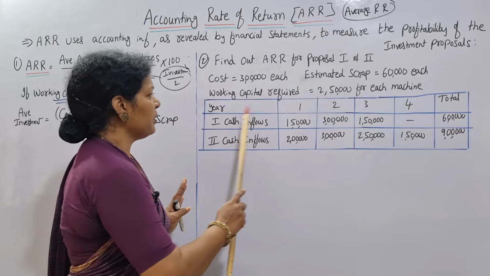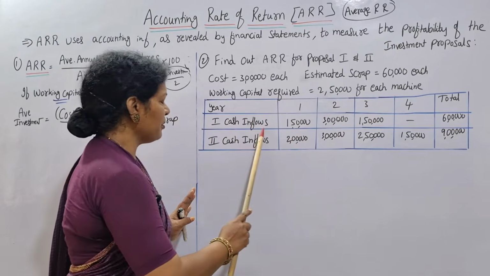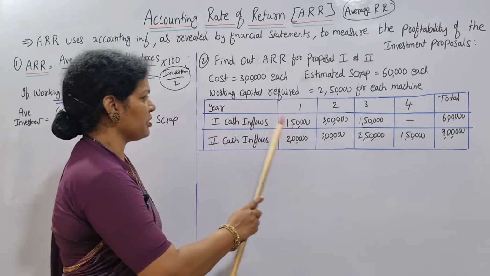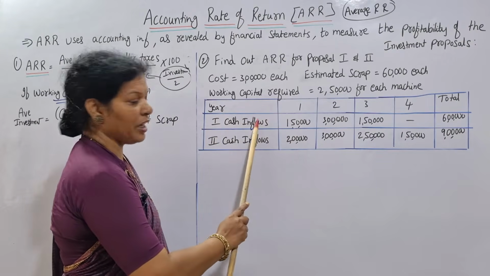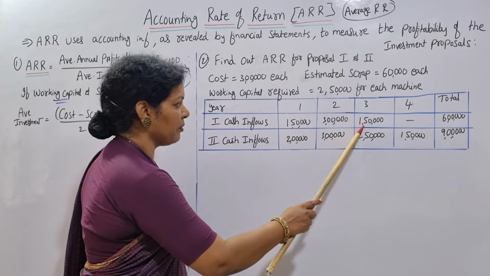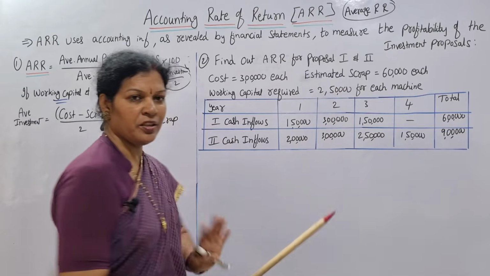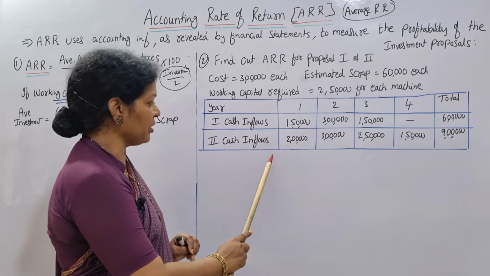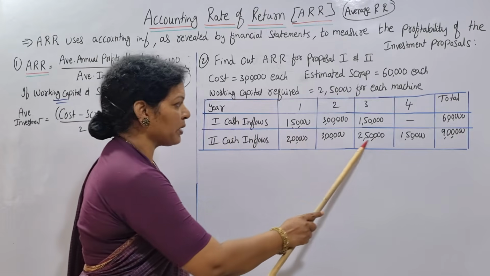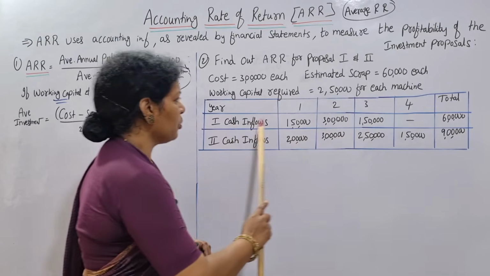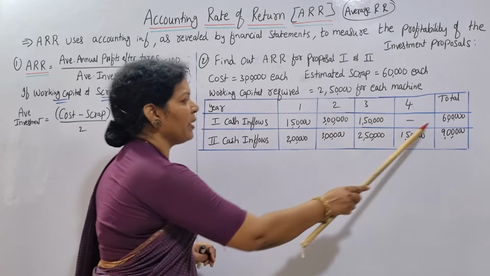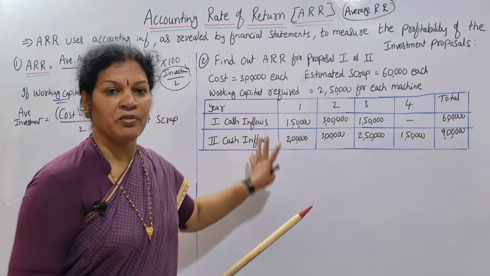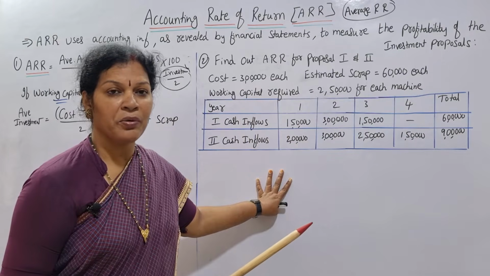Now what is given to us? 4 years cash inflow for machine 1 and for machine 2. First proposal, cash inflow is 1,50,000, 3 lakh, 1,50,000, fourth year nil. For the second proposal, second machinery, cash inflows 2 lakh, 3 lakh, 2 lakh 50, 1 lakh 50. So total, for proposal 1 it is 6 lakh, and proposal 2 it is 9 lakh.